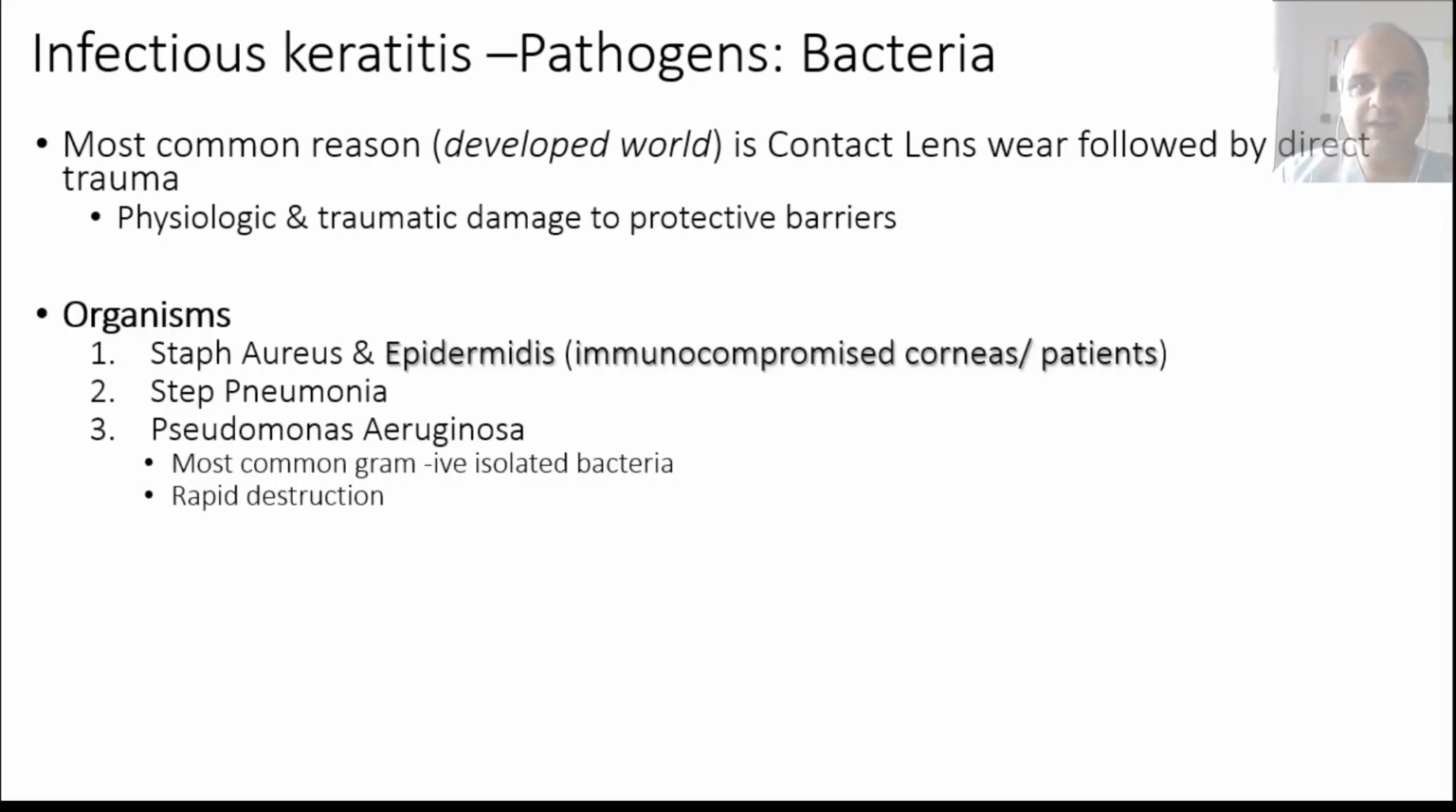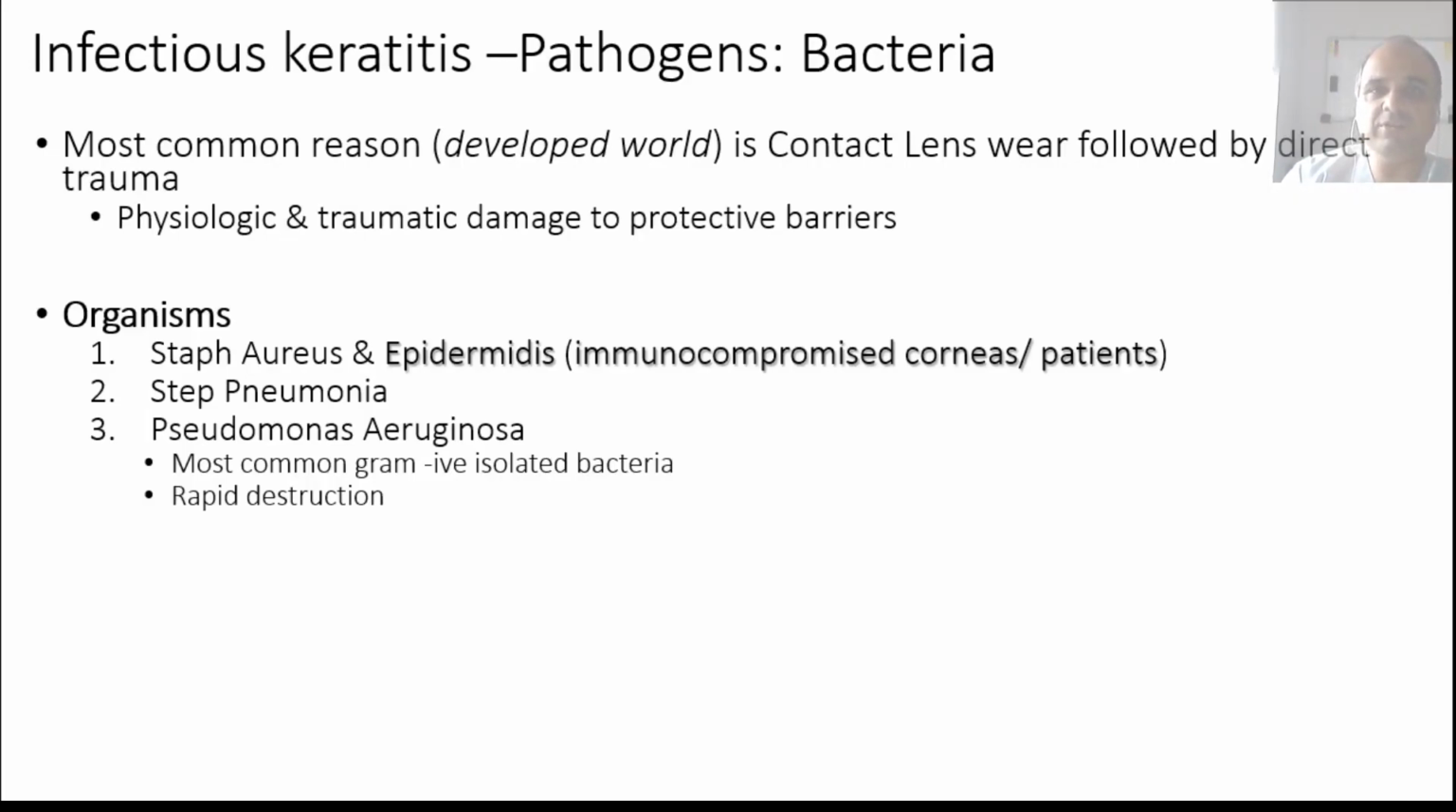The most common organism that you see is Staph aureus. Staph epidermidis is something that lives on the skin, and it usually does not cause disease. It's of low virulence, but if you're immunocompromised or your cornea is immunocompromised, when I say your cornea is immunocompromised, it's a cornea that has previous damage. Your patient generally is in an immunocompromised state. So Staph epidermidis is something that can cause a keratitis.